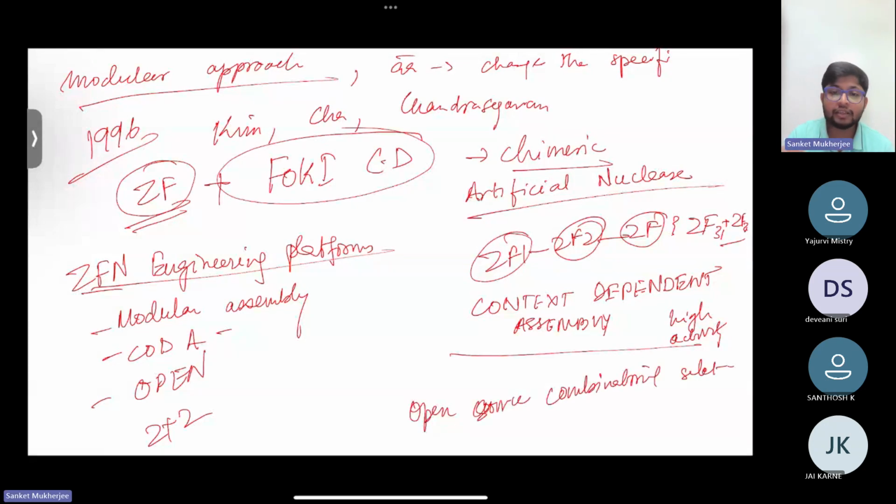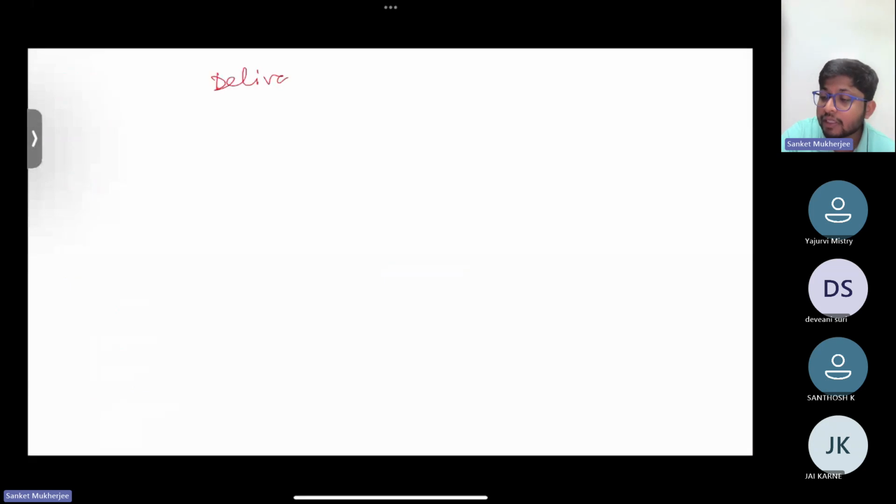Now, we know we can design a zinc finger. Now, how to deliver these into the cell? So delivery is also very important.